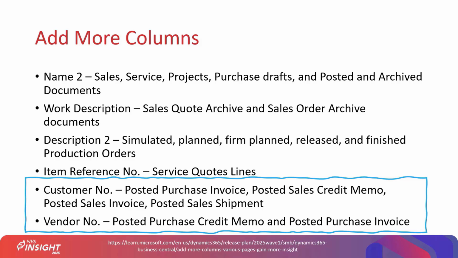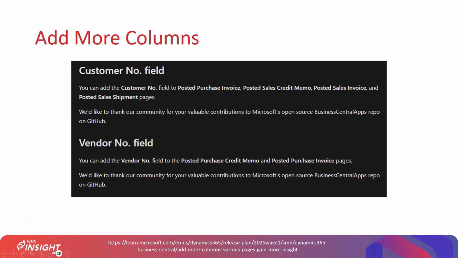Additionally, with the customer number, it's showing we can add it to the posted purchase invoice, but we wouldn't really have a customer number on a posted purchase invoice. So again, I just wasn't really quite sure what was intended by this. And just in case you think that maybe I read it wrong, I wanted to share the Learn.Microsoft screenshot about the customer number field and the vendor number field.